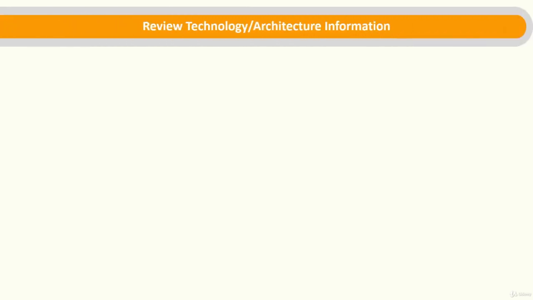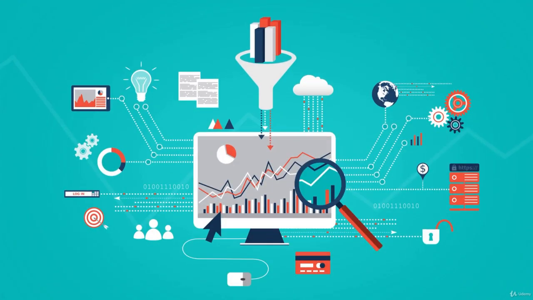Review technology and architecture information. Now, as we talked about previously, the technology stack behind an application can vary widely. So what that means is in the real world, it's very common to see complex applications everywhere you turn. Different technologies, different vendors, different versions, and so on and so forth.